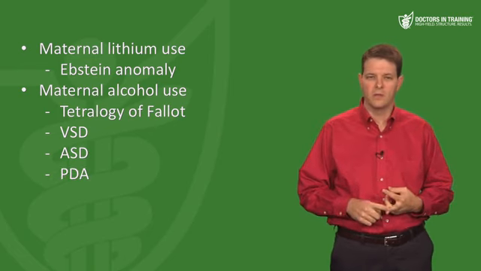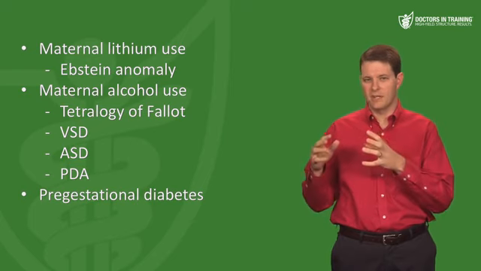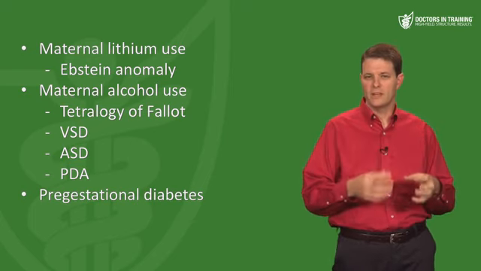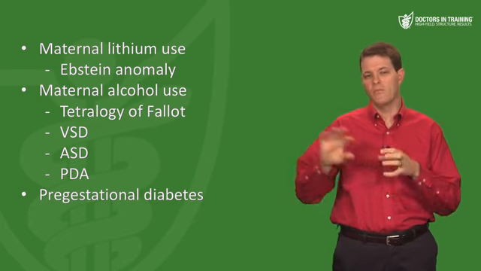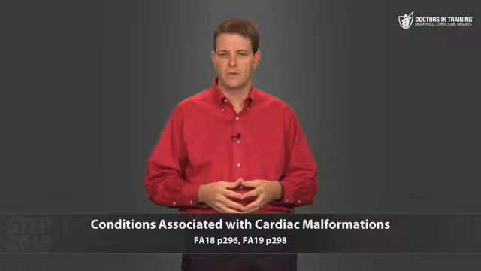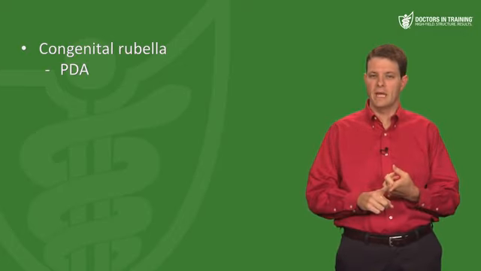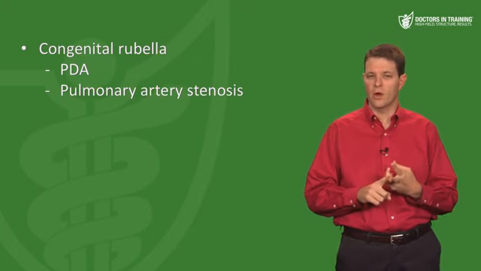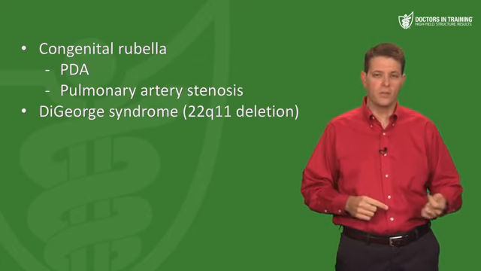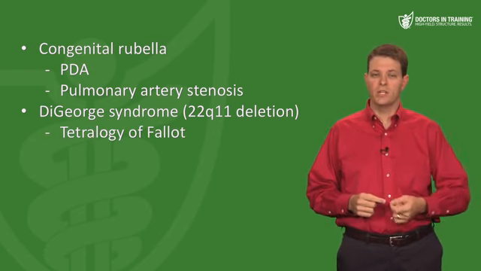And then if the mother has pregestational diabetes, not gestational diabetes where she developed diabetes during pregnancy, we're talking about diabetes that existed before she became pregnant, that tends to be associated with transposition of the great vessels. So those are conditions that mom has that affect the baby. But what about conditions the baby has that lead to heart defects? For example, congenital rubella infection increases the risk of a PDA, and it also increases the risk of pulmonary artery stenosis.